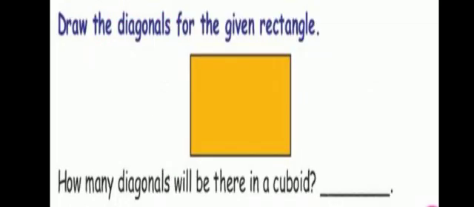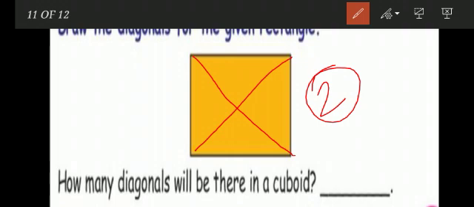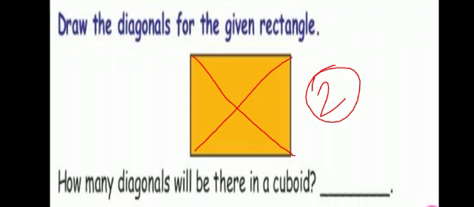Like that, draw the diagonals for the given rectangle. How many diagonals will be there in a cuboid? First we draw the diagonals of the rectangle. Diagonals means we join the lines at opposite corners. We already know that overall 2 diagonals are there. But how many diagonals will be there in a cuboid? You will check and write the answer here.